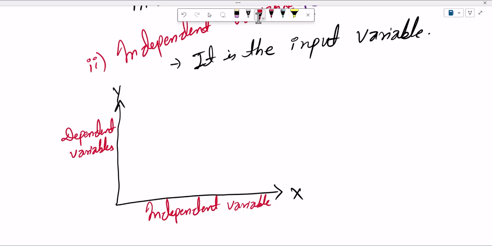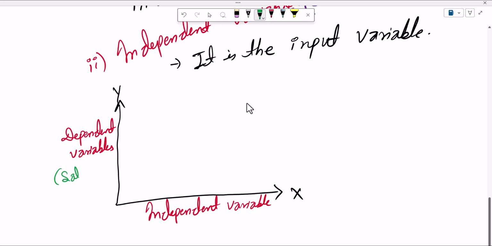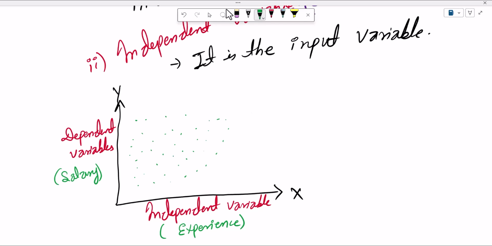So dependent variable means something like salary. Let's take the example of salary, and the independent variable, let's say experience. So we may have the dotted line, the x-axis and y-axis. This is like the scatter graph, and we have some line over here.